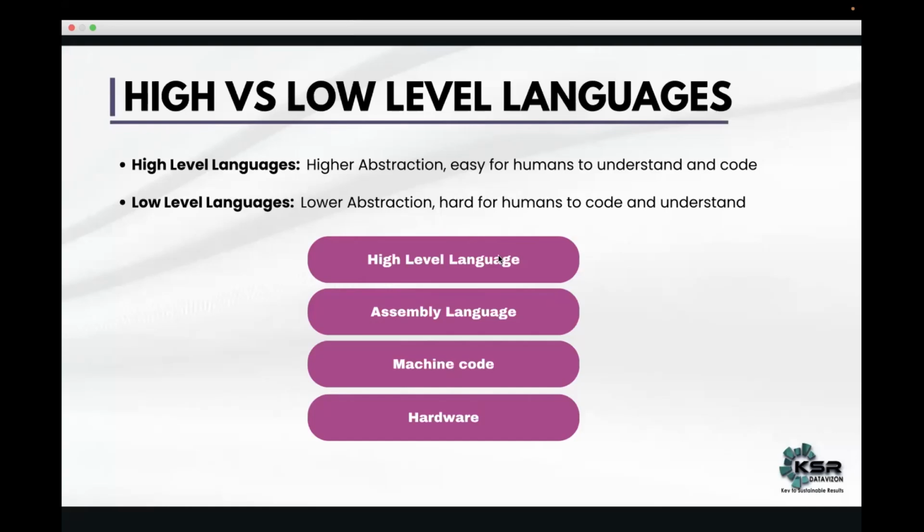Okay. Why have they built high level languages? So that we can understand and code in them. We can't remember the 010101 thing, right? It's very difficult. And low level languages are languages that are easy for computers to understand, but hard for humans to understand and code. So what is abstraction here?